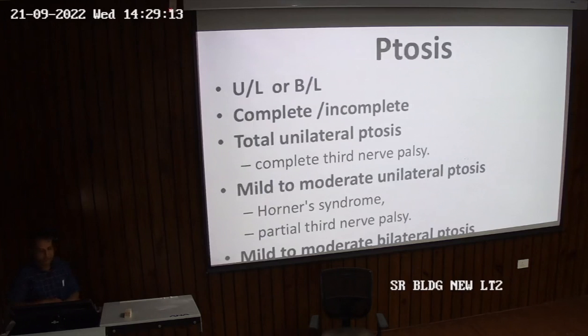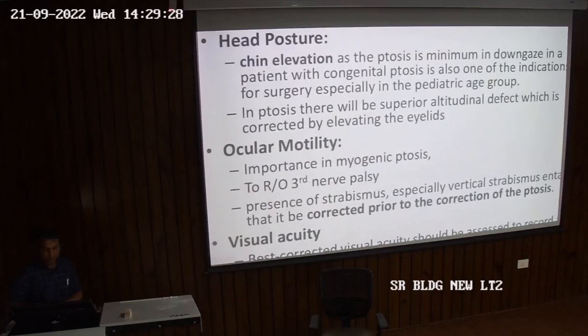So we will see whether it is unilateral or bilateral, complete or incomplete. Total unilateral ptosis in cases of complete third nerve palsy, mild to moderate unilateral ptosis in cases of Horner syndrome or partial third nerve palsy, and mild to moderate bilateral ptosis. You see the head posture.